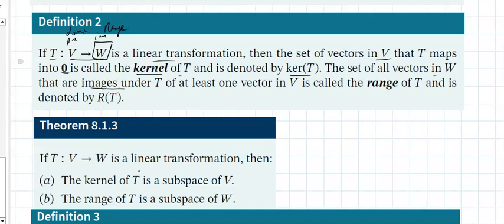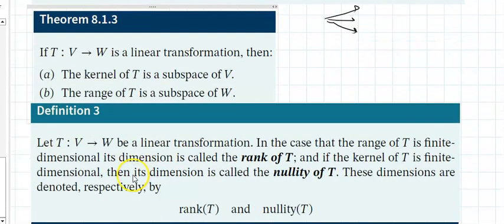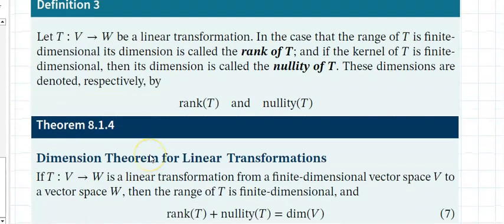So the set of all vectors in W, which is the range, of at least one vector in V, because you could have multiple vectors pointing, that'll still be a function, i.e. a linear transformation, is called the range of T, and we denote it by R of T. Now, just to note, if we have a linear transformation from V to W, then the kernel of T is a subspace of V, and the range of T is a subspace of W.